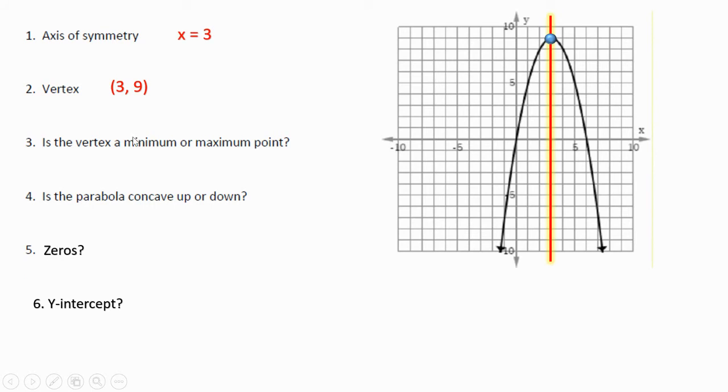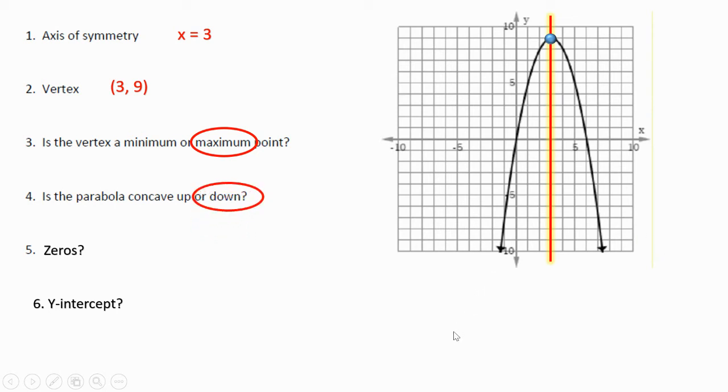So is this a maximum or minimum? Well, it's the highest point, top of a mountain. It is maximum. Does this parabola concave up or concave down? Well, look at your arrows. Arrows are pointing downward, and so that means it's concave down.